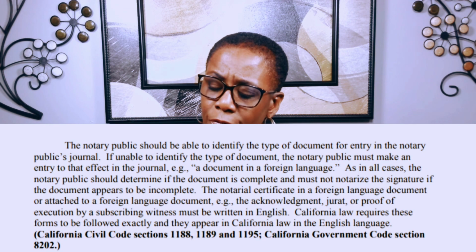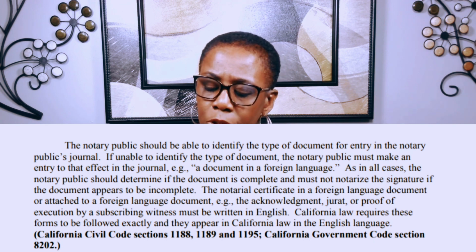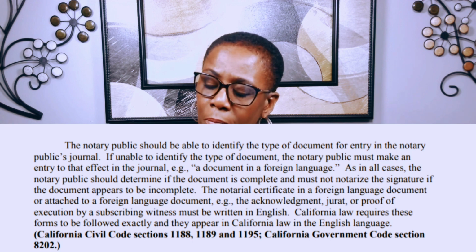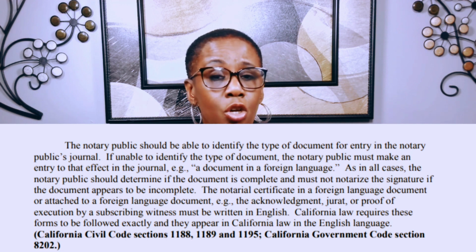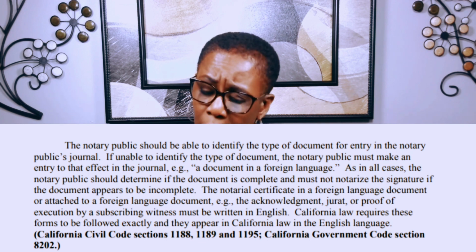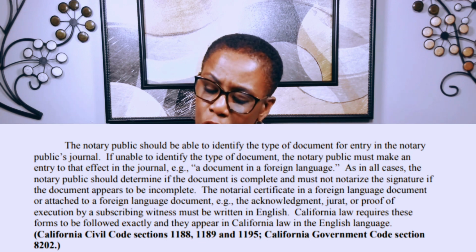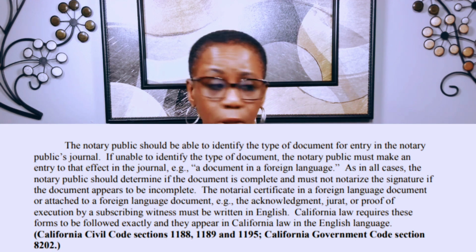Let's move on. The notary public should be able to identify the type of document for entry in the notary public's journal. If unable to identify the type of document, the notary public must make an entry to that effect in the journal. So that means that you need to be able to identify the document. But if you don't understand it, because it's in a different language, what are you going to write in there? To that effect, in the journal: a document in a foreign language. Documents in a foreign language. Put it in your journal and keep it what? Pushing. Collect your fee and keep it pushing.